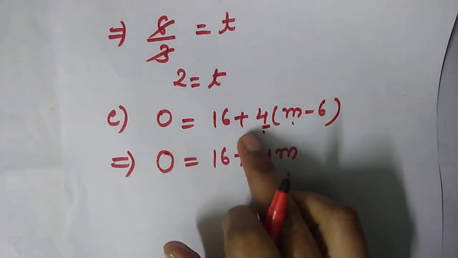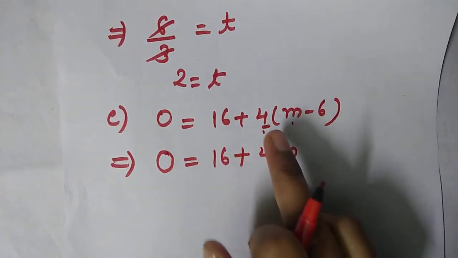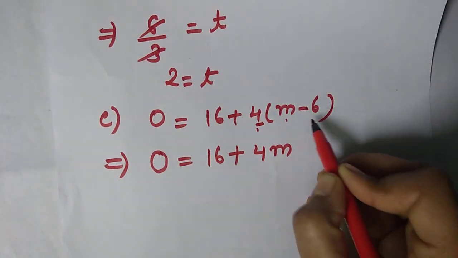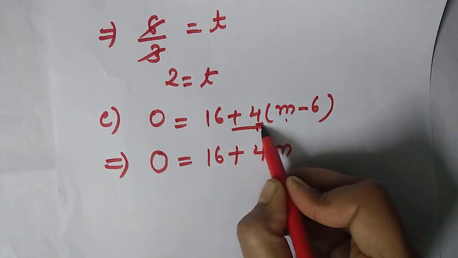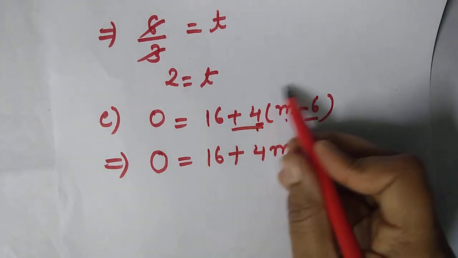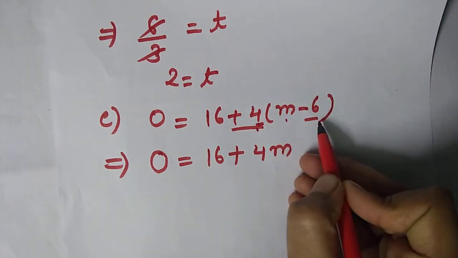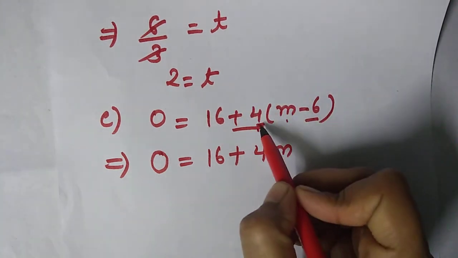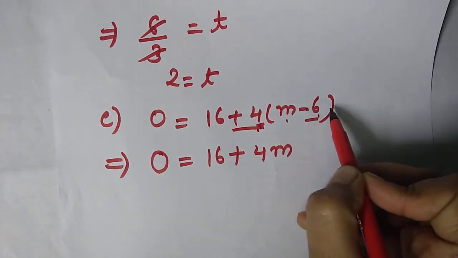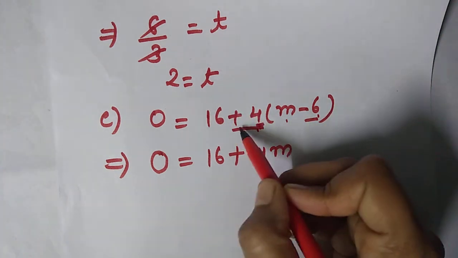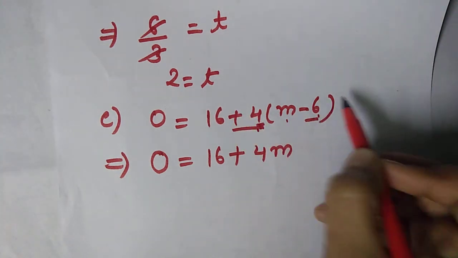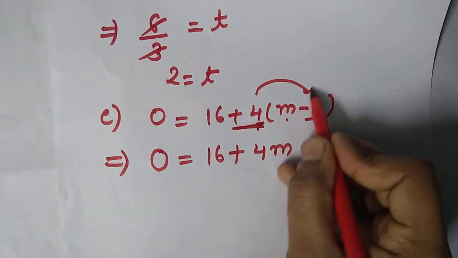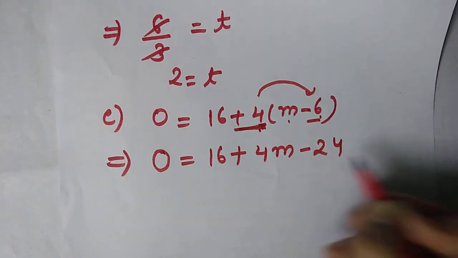Now plus 4 is multiplied with minus 6. Here we have the sign minus. This is plus, this is minus, and we need to multiply them. Plus 4 into minus 6 is minus 24. 4 into 6 is 24, and we are multiplying one positive and one negative number, so the answer will be negative. Plus 4 into minus 6 is minus 24.